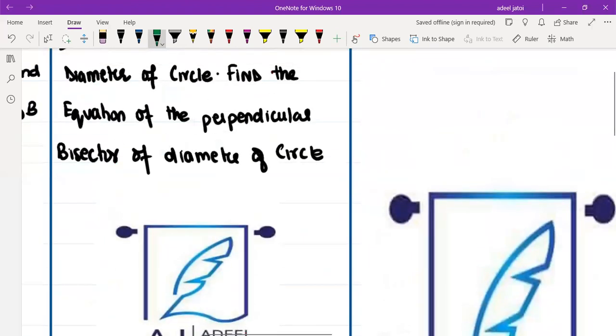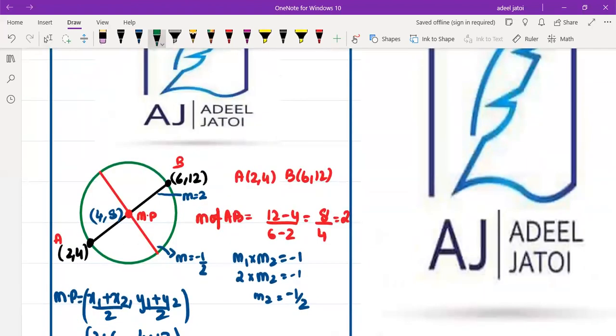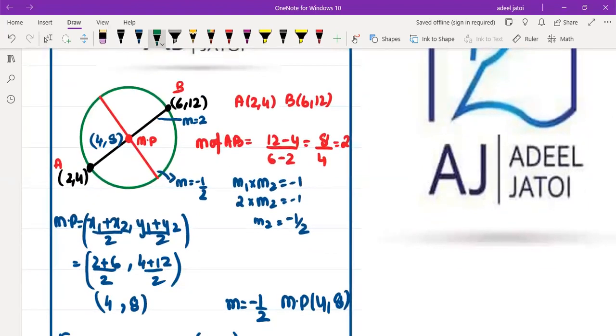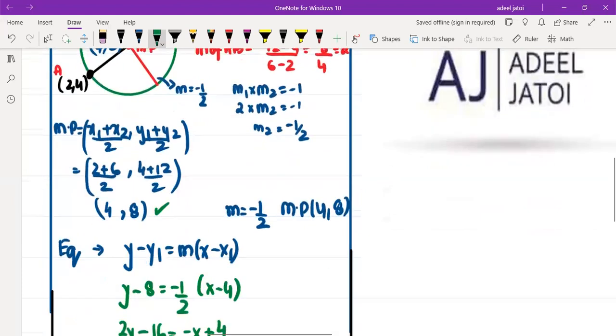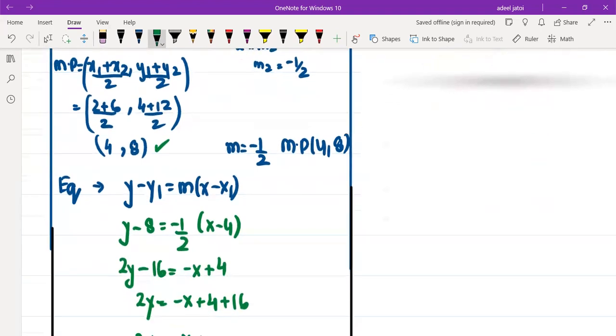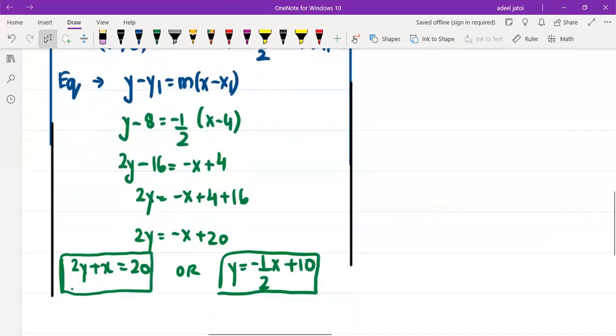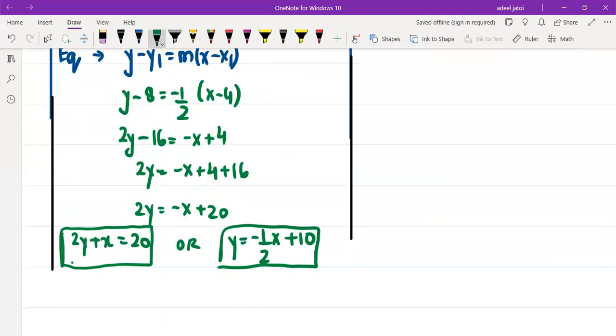Remember that for the equation of a perpendicular bisector, you should know the gradient. The gradient should be the reciprocal with a negative sign, whereas the perpendicular bisector crosses through your midpoint. Using the gradient of the perpendicular line and the midpoint in the equation of a line, y minus y1 equals m times (x minus x1), it would be y minus 8 is equal to minus 1 upon 2 times (x minus 4). We solve to find that the equation of the perpendicular bisector is 2y plus x is equal to 20, or y is equal to minus 1 upon 2 x plus 10.